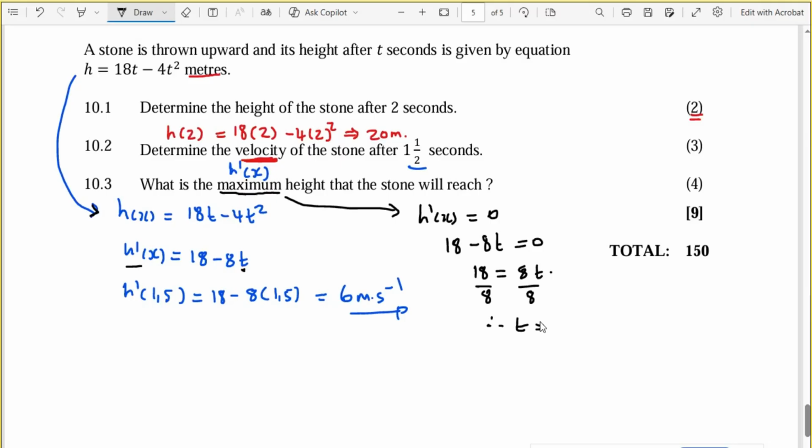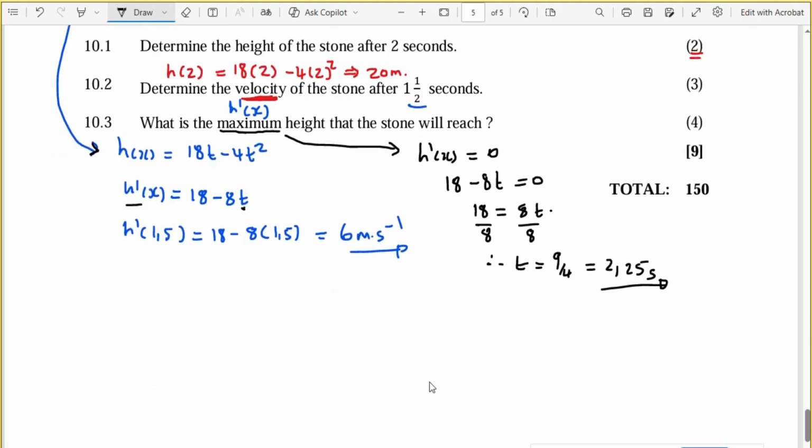T is equal to 9 over 4. 9 over 4 in decimal form? Yes, in decimal form, it's 2.25 seconds. Then you take this time and substitute it into the original equation to find the height. So we have to find h at 2.25.